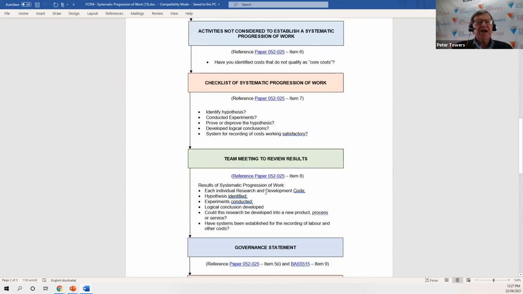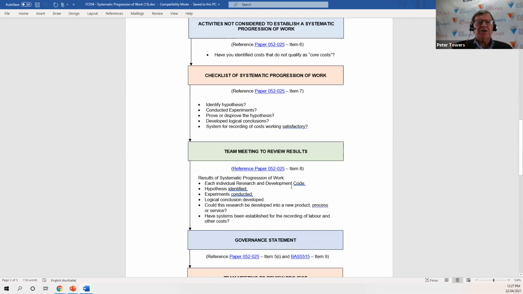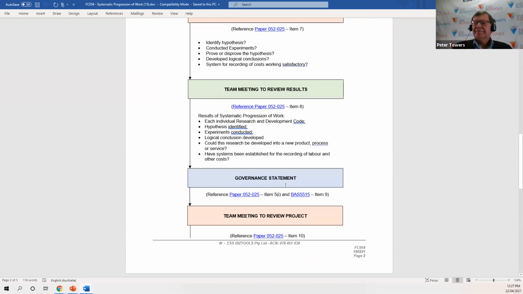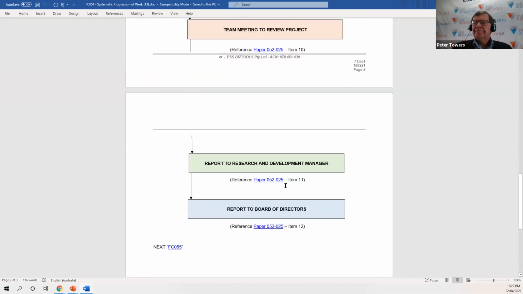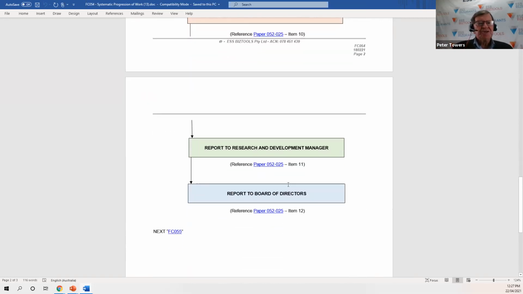And there should be an ongoing concept that the team that's involved have regular meetings, daily in some cases, weekly, monthly, to report on progress, to discuss issues, and those meetings should be minuted. This is part of the systematic progression of work. And then a report should be submitted regularly, every month, or at the most every 3 months, to the board to keep them informed of what's happening on this project.